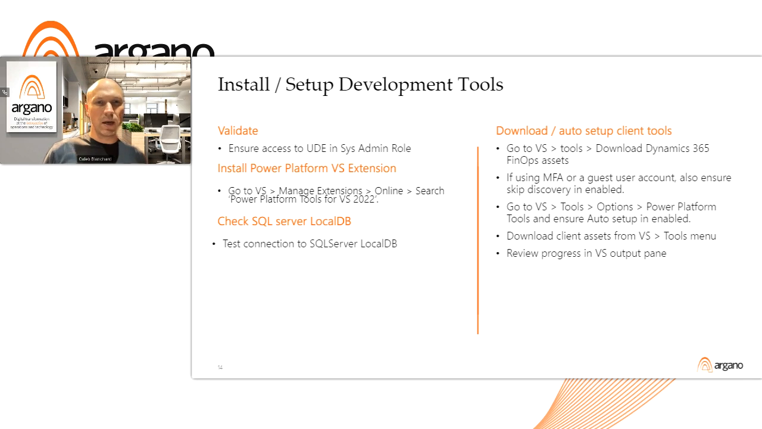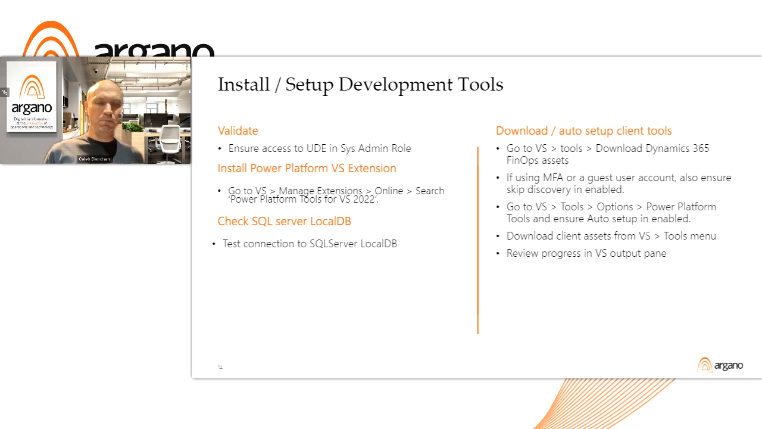In terms of setting up the development tools on a local PC, first, you're going to make sure that you have a system admin role in the UDE, and there are really two places that you're going to need that. That's in F&O itself, just like you would today, but also on the actual UDE CRM environment, or the Dataverse environment. You're going to need an admin role there as well, because that's required to do things like deploying your code, and just connecting to it from Visual Studio in general is going to require that. So both places it's going to be needed.